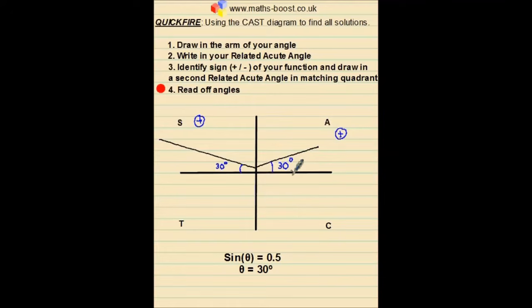Don't forget to cycle around in the clockwise direction to give you the negative angles too. Minus 210, minus 330 degrees.